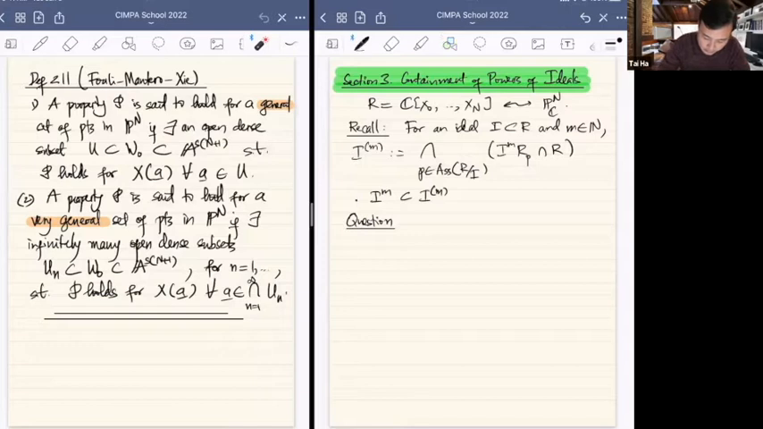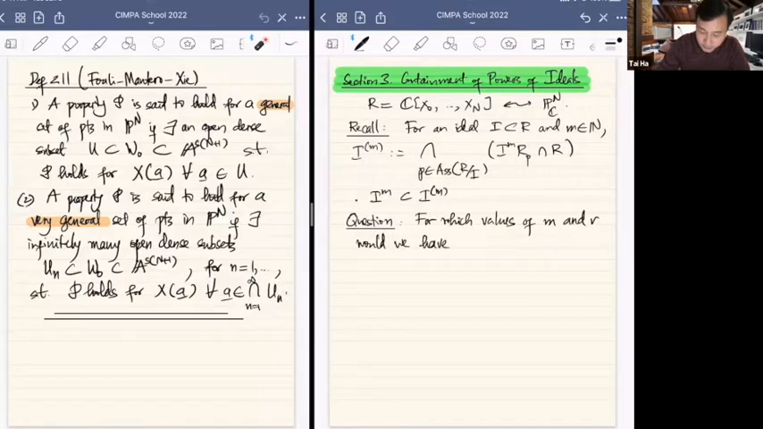So the natural question is: for which values of m and r would we have the other containment, I to the symbolic m contained inside I to the r? This is very much related to the study of different topologies or I-adic topologies, and also very closely connected to the Ein-Lazarsfeld-Smith theorem, a very well-celebrated theorem. So let me state the theorem.